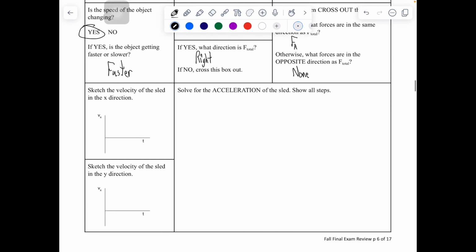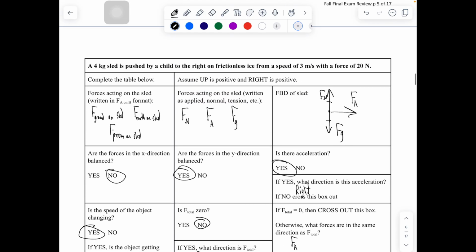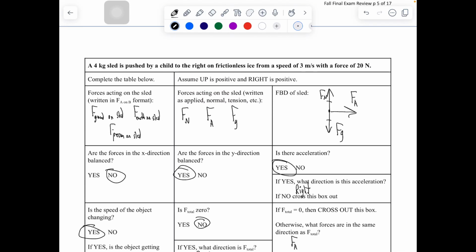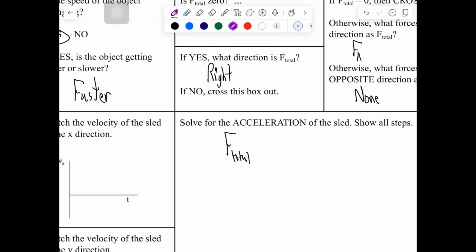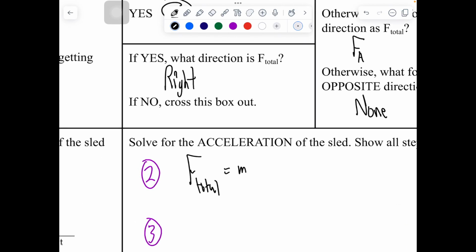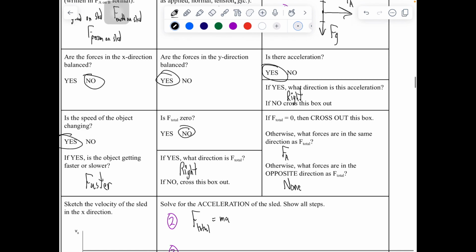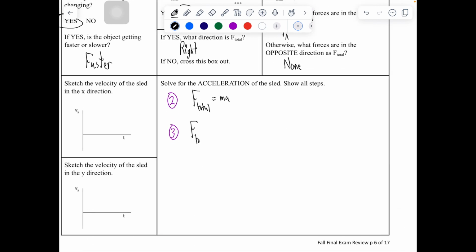Solve for the acceleration. Show all steps. Okay, well, total force. Really, your general steps to solving a forces dynamics problem. You're going to draw your free body diagram. That's step 1. Then you will write 2 equations for total force. I will step them out as steps 2 and 3. First one is Newton's second law. Total force is mass times the acceleration. Your second step is to write, total force is just the sum of your forces.